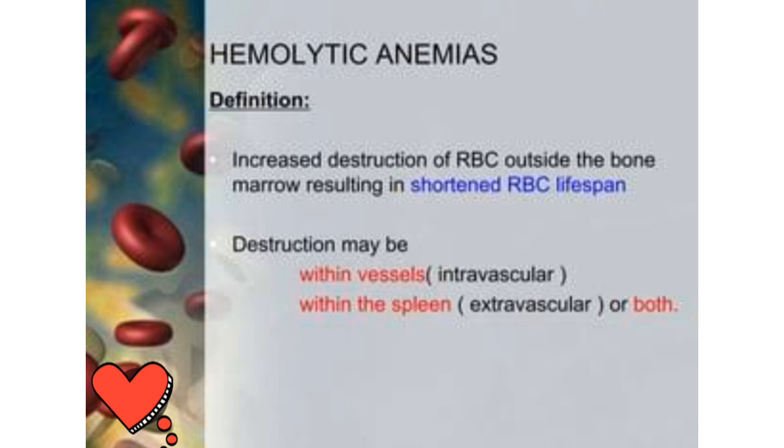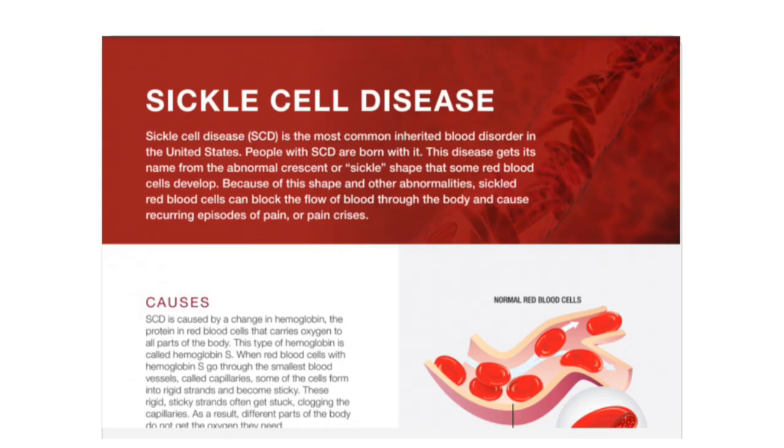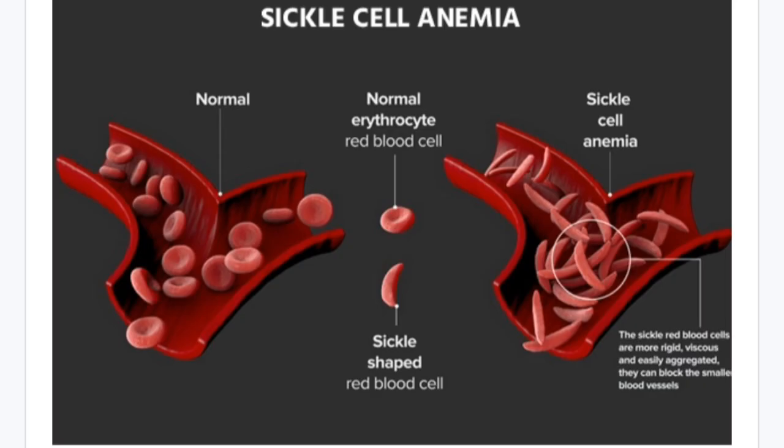Sickle cell anemia is also a type of anemia, and it is an inherited hemolytic anemia in which the hemoglobin protein is abnormal, causing the red blood cells to be rigid and clog the circulation because they are unable to flow through small blood vessels.